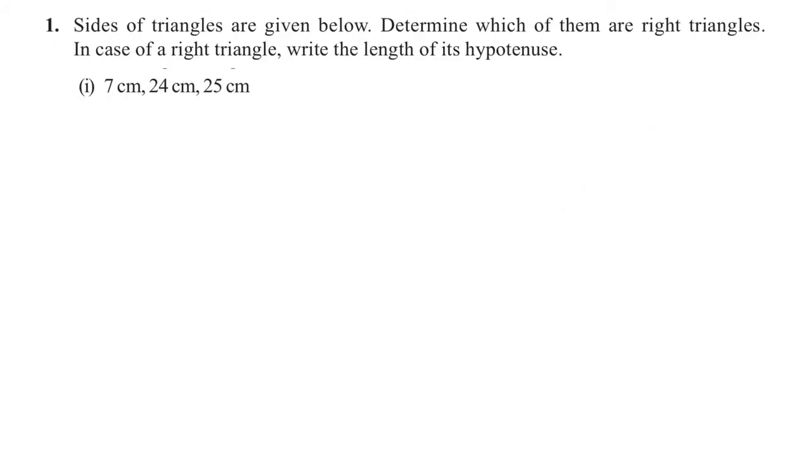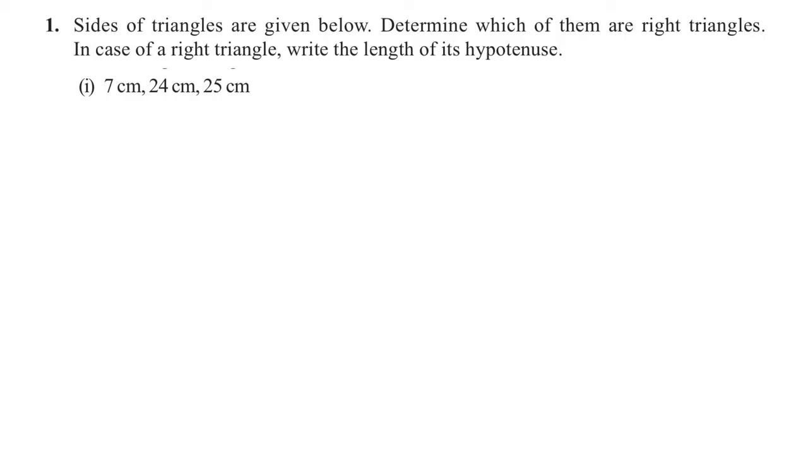Let's try this problem, which is actually the converse of the Pythagoras theorem. Sides of a triangle are given below. Determine which of them are right triangles. In case of a right triangle, write the length of its hypotenuse. The sides given are 7 centimeters, 24 centimeters and 25 centimeters.